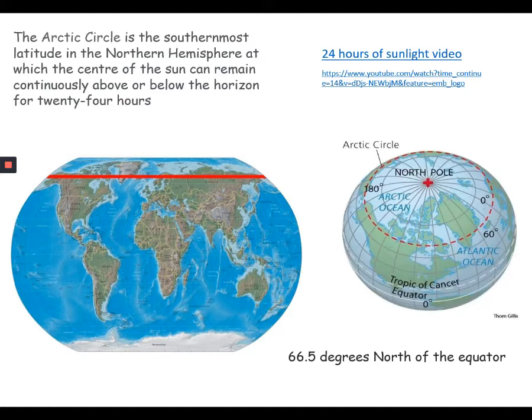Now, we're going to move on to the two circles. You've got the Arctic Circle and the Antarctic Circle. I'd encourage you to watch this video. It's a very short video, but it shows the eerie places on the Earth where you might have 24 hours of darkness or 24 hours of light.